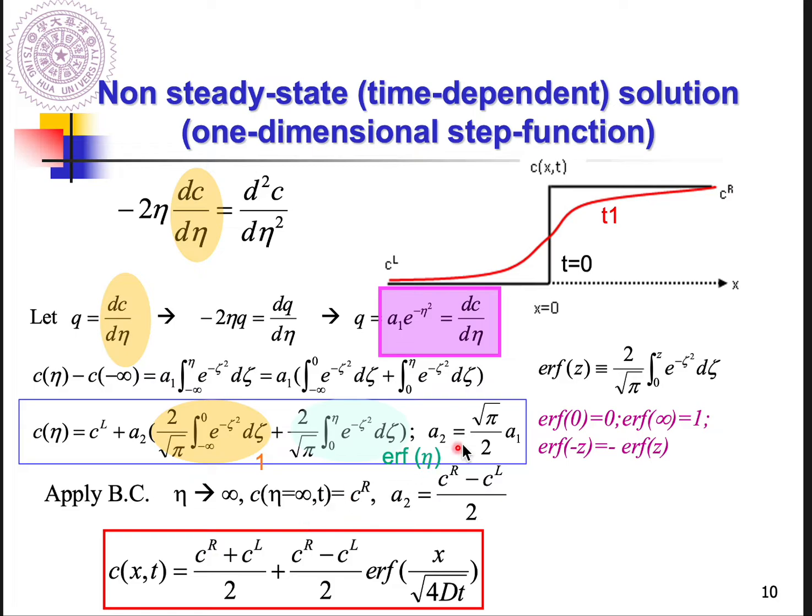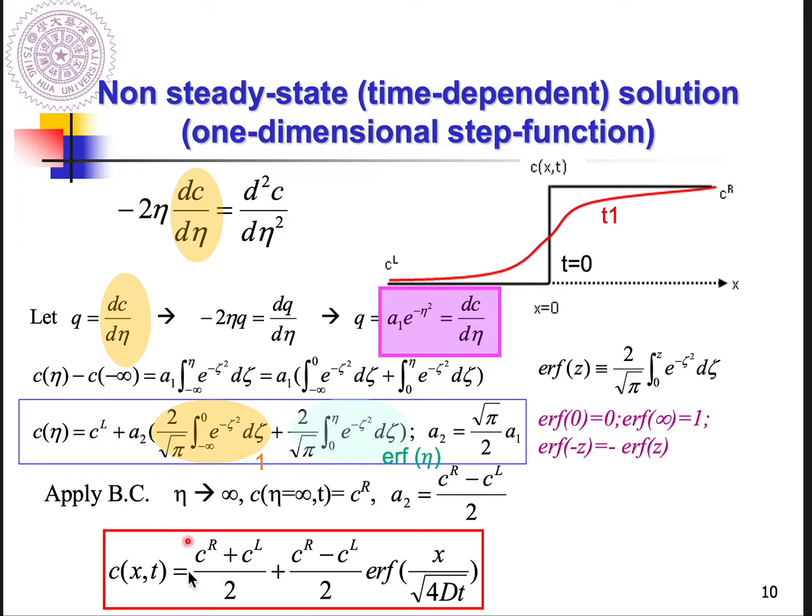If the error function of iota is 1, then 1 plus 1 is 2. So 2A2 plus CL equals CR, then you can have A2 equal to this. You take this A2 back, and after rearrangement you get a solution here. The solution is (CR plus CL) over 2 plus (CR minus CL) over 2 times the error function of iota. So this is the solution for this one-dimensional step function.